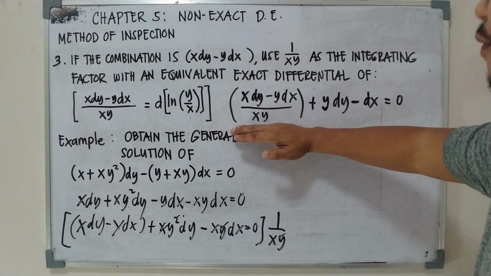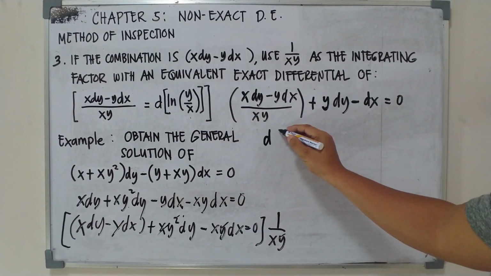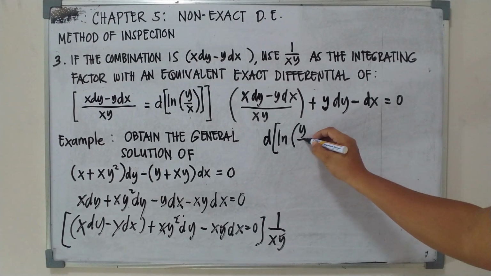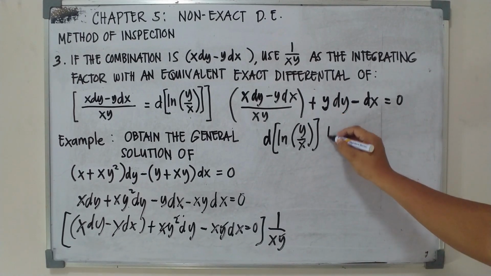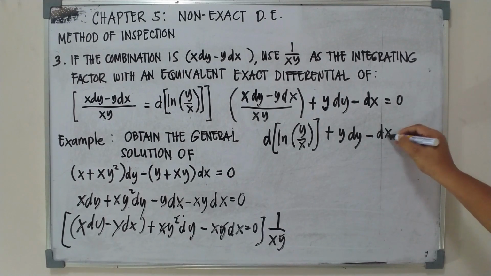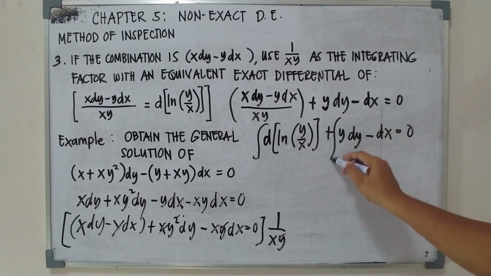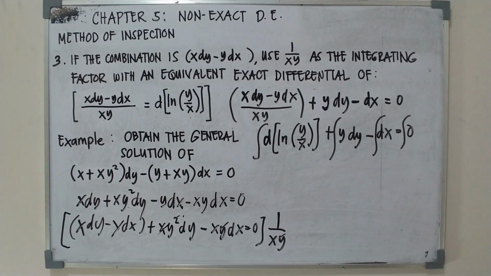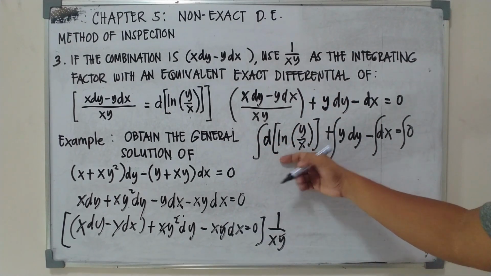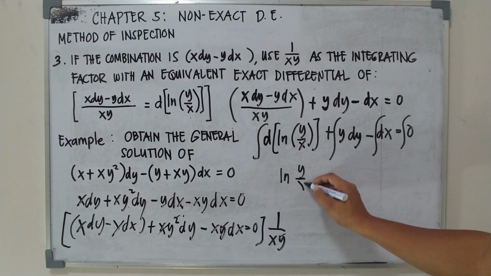So you have this value. Ang equivalent niyan is the differential of ln of y over x. Okay? And this is plus y dy and minus dx. And this is equals to 0. Then proceed sa integration. Okay? Integrate mo na yung both sides ng equation mo. So, the integral of this is simply yung ln mo pala. Ito yung matitira, no? ln of y over x.